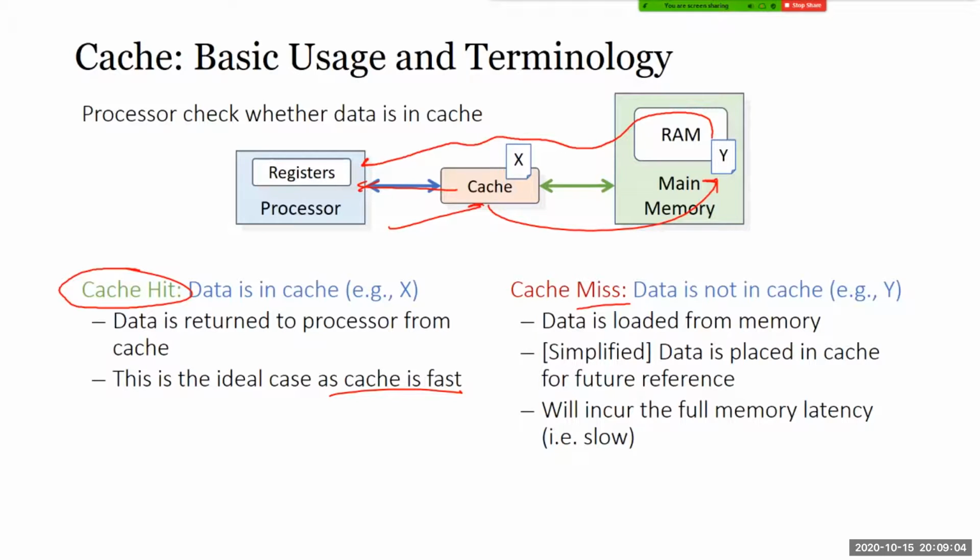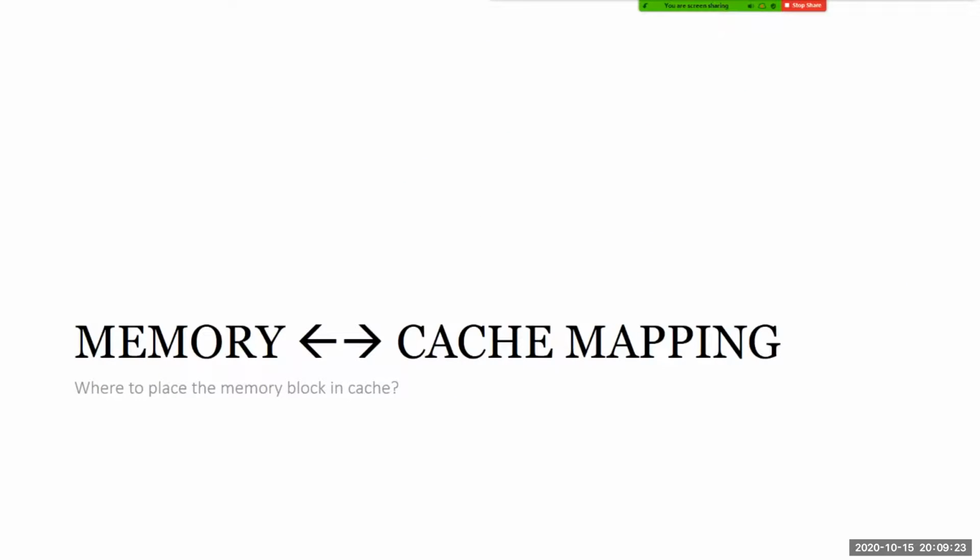Now, while the data is slowly traveling, it does make sense to keep a copy of Y in the cache. Why? Because of temporal locality. I'm referring to Y, so there's a high chance I'll use Y again. So maybe I just store Y here. Of course, this is simplified, because there are different techniques to determine whether you're going to keep it in cache or not, and these are the techniques we'll talk about in a while.